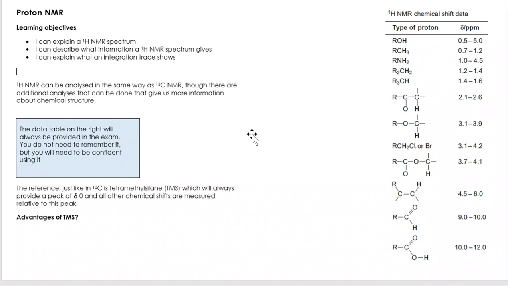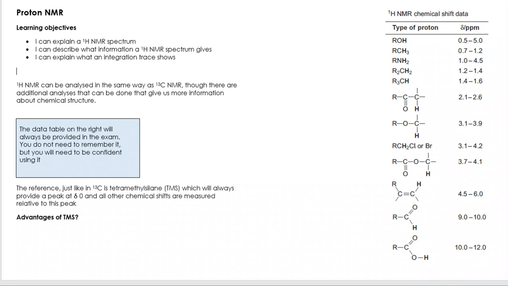Now, there are some similarities. You'll see there's a data table on the right hand side. That's also provided in the exam, just like the carbon 13. You've got to be confident using it. And I want you to take a look at each one of them has got an H in bold. When we talk about a hydrogen environment, we're talking about a hydrogen in the environment where it's bold in that species. So we'll get to that in a few minutes, but let's have a think about some of the similarities.